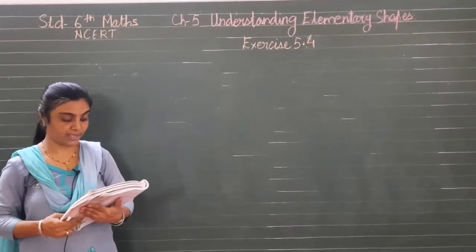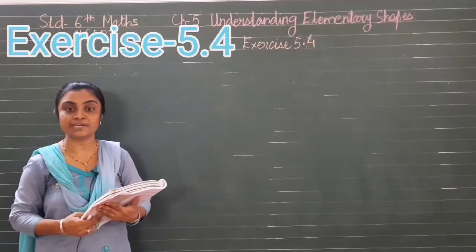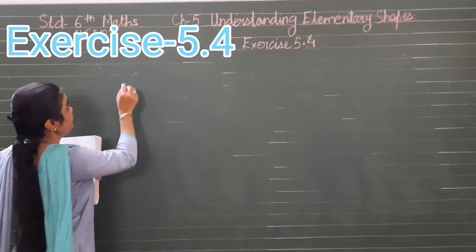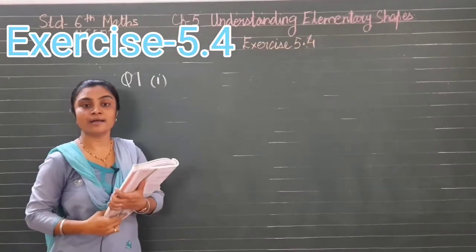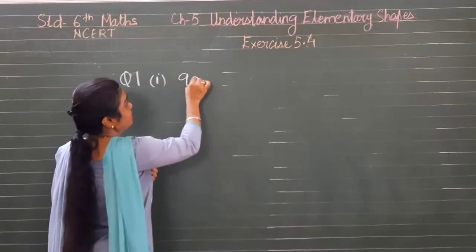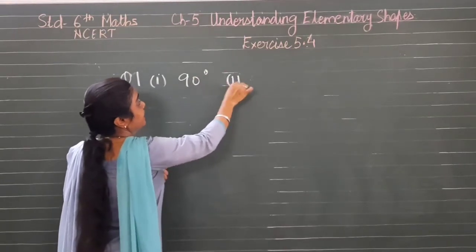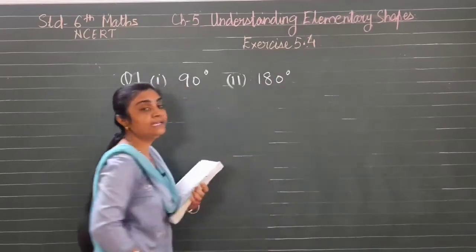Question number 1. What is the measure of one, a right angle and second, a straight angle? Students, as you all know, the measure of a right angle is always 90 degree. So the first answer is 90 degree. And a straight angle means 90 plus 90, so that is 180 degree.